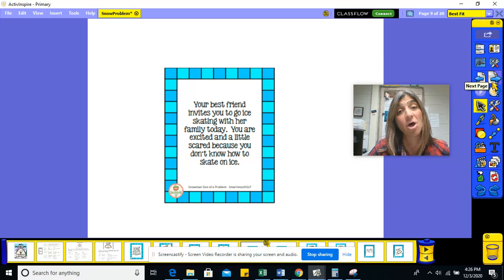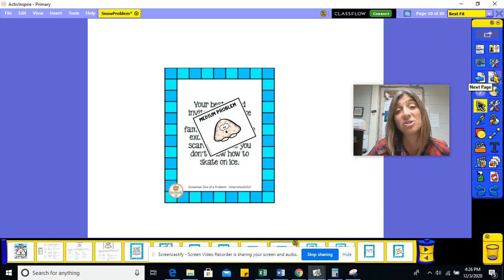What do you think? Small? Medium? Do you need help? Can you solve it yourself or do you need a grown-up? I'm going medium because you might need a grown-up to help you so you don't hurt yourself. That could be between small and medium.